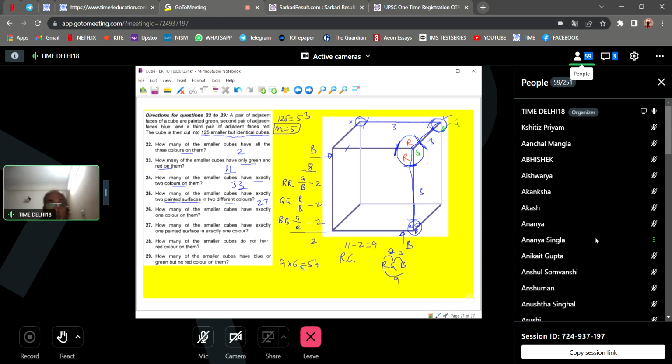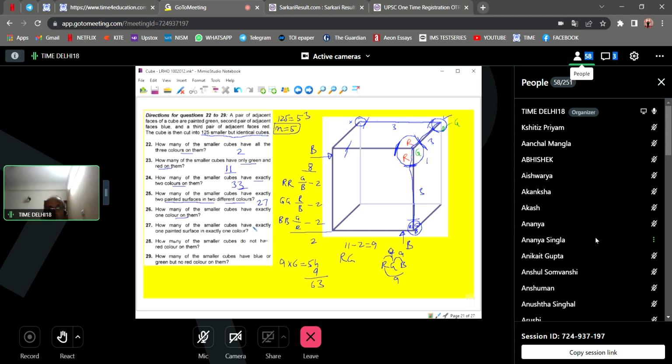Now, some of the pieces have one color but on two sides. How many are those? Red on this face, red and red on this edge. How many pieces are there? 3 pieces are there. Green and green, 3 pieces are here. Blue and blue, 3 pieces are here. 3 threes are 9. So, one color, how many faces? Can be 1, can be 2. Total how many? 63.